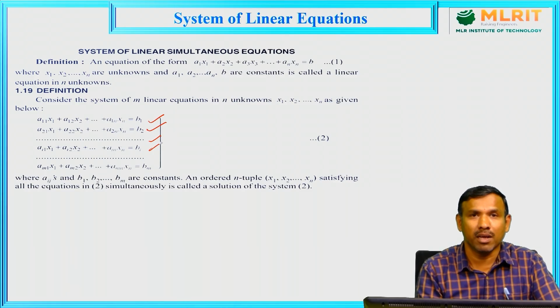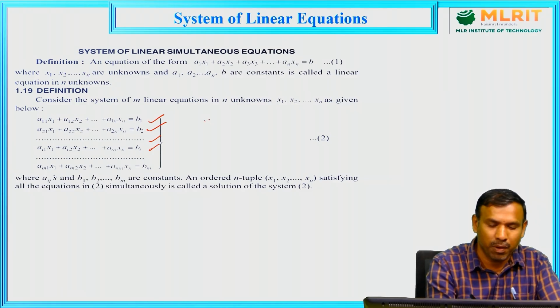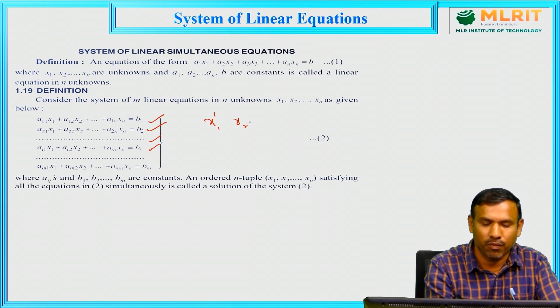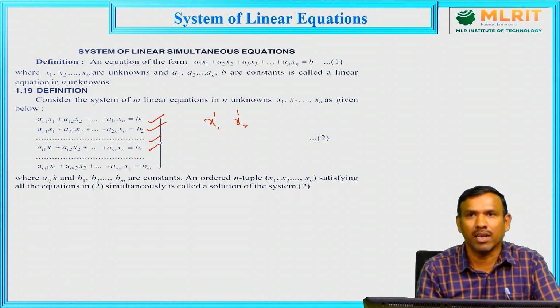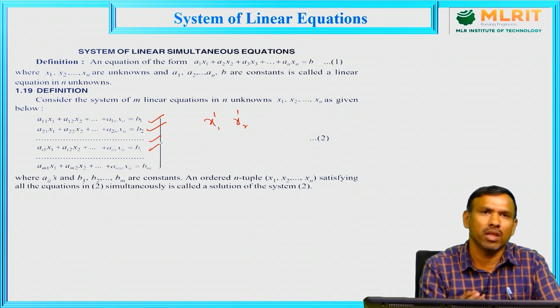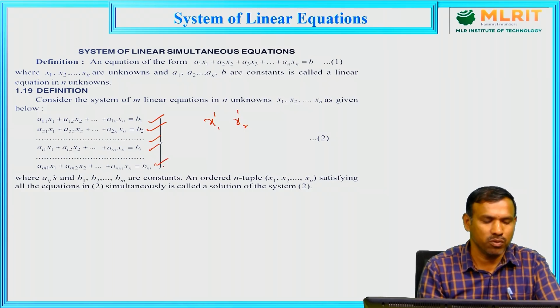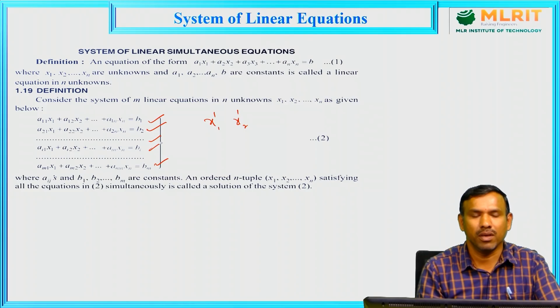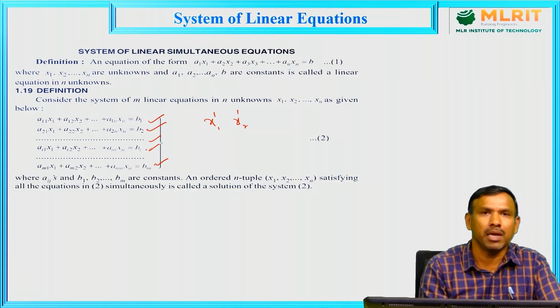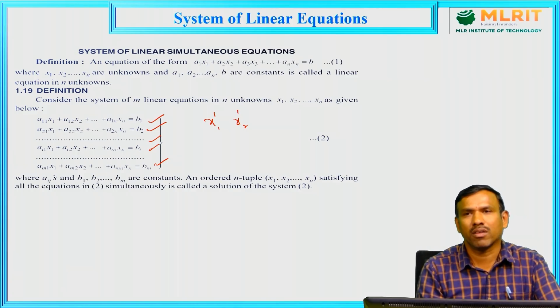Why is it called linear? Because the degree of each variable is 1: x1 power 1, x2 power 1. It is a first degree equation, so it is called linear. And it is a simultaneous equation, because more than one equation should be satisfied by the solution. The mth equation is am1 x1 plus am2 x2 plus and so on up to amn xn. Here b1, b2, up to bm are constants. x1, x2, x3, up to xn are the variables that we need to calculate, satisfying all the equations at a time. That is called a simultaneous solution.